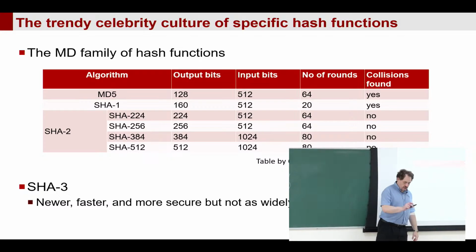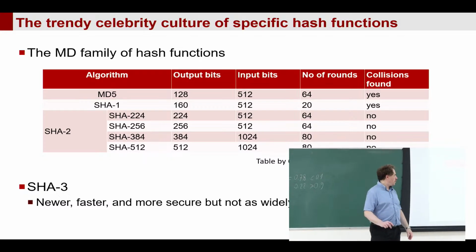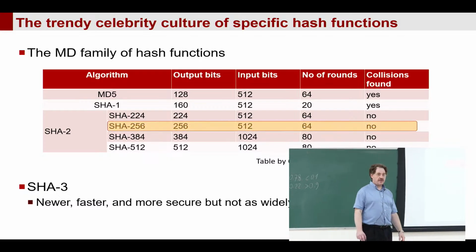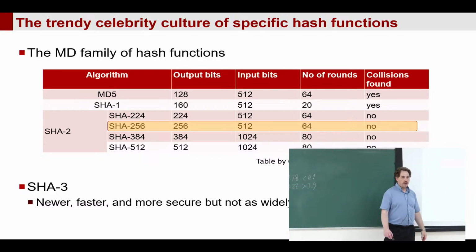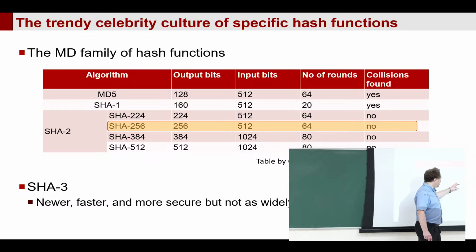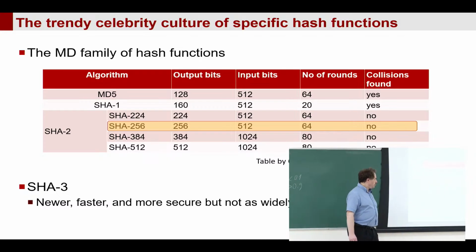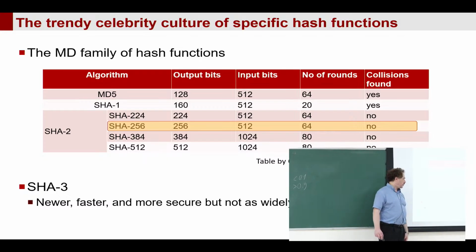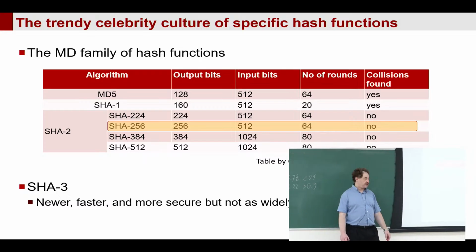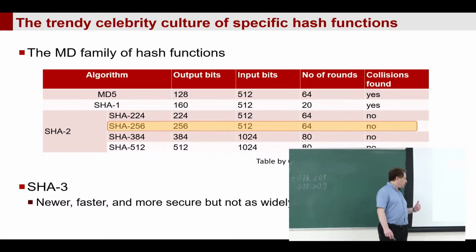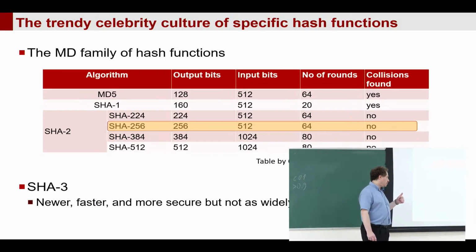And in particular, Bitcoin and many other cryptocurrencies are using SHA-256. That's the one standardized in Bitcoin. As a matter of fact, there is already a new standard, SHA-3. It's newer, it's faster, it's even more secure. But it's not as widely adopted yet.